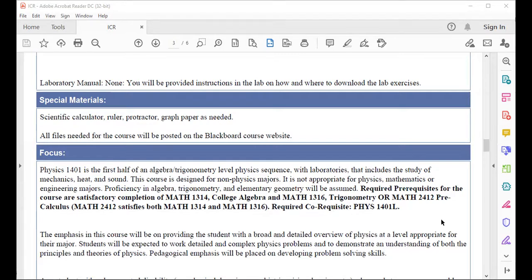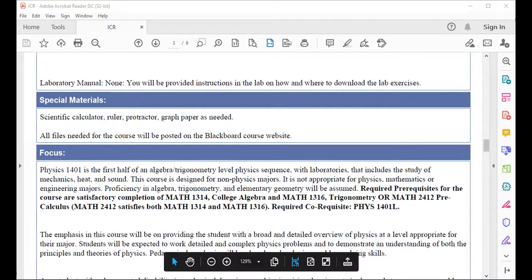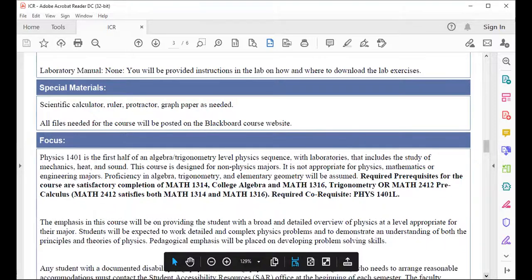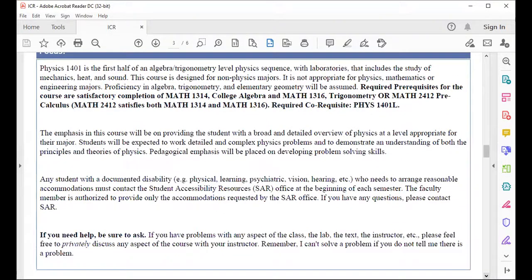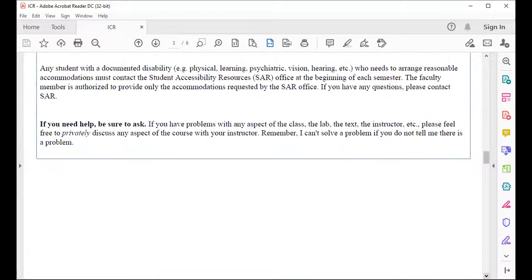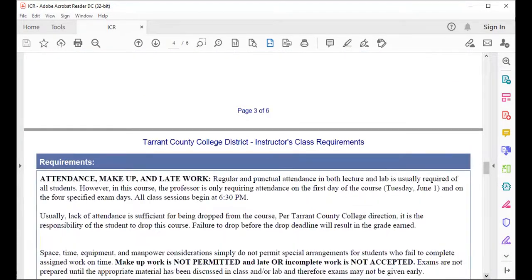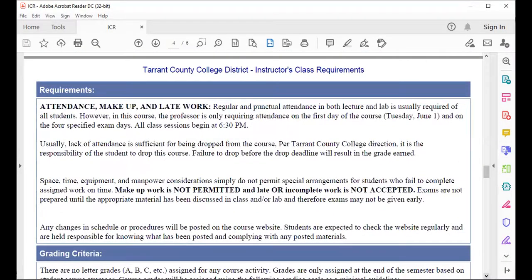Okay, I talked about the prerequisites of this class, the math prerequisites. I talked about what this class is going to be about: problem solving, physics problems and learning physics. Now, the attendance, makeup, and late work. Again, the work needs to be on time.